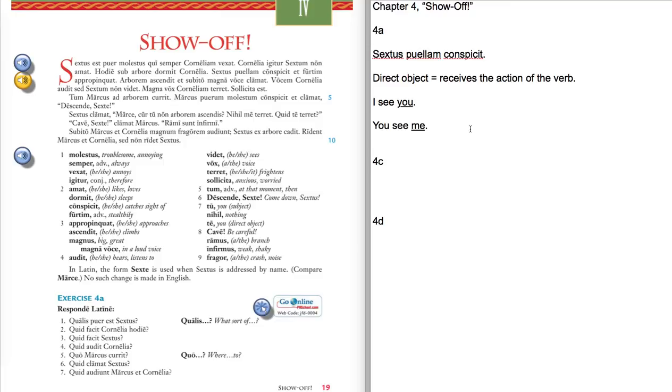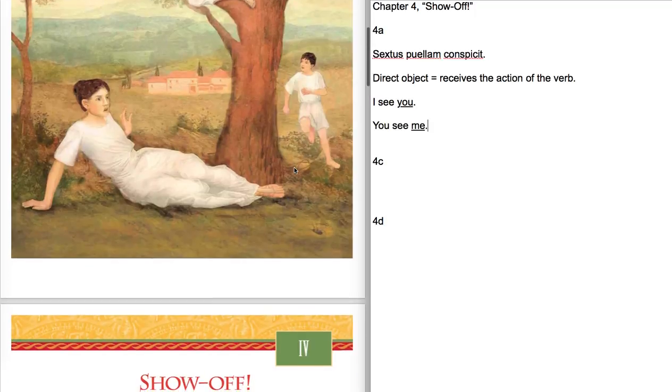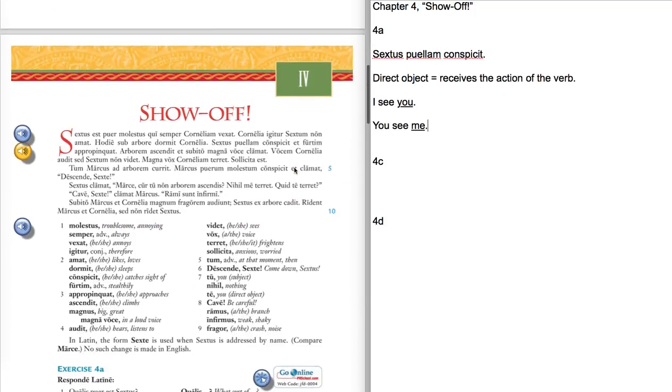And as was said in the beginning of the chapter, at the top of the page on the left in the very intro of the story here, those direct objects do tend to end with the letter M, at least for now. Well, yeah, in most cases they will end with M. Plurals will be different, but you can spot direct objects early on because they end with the letter M.